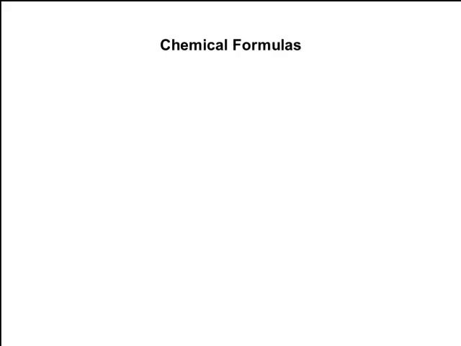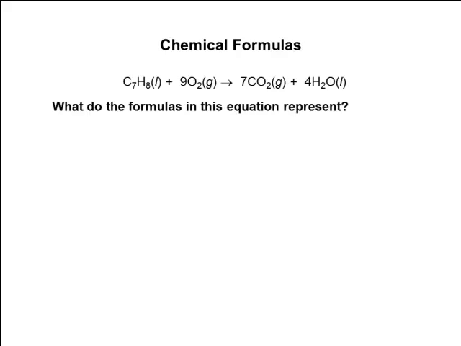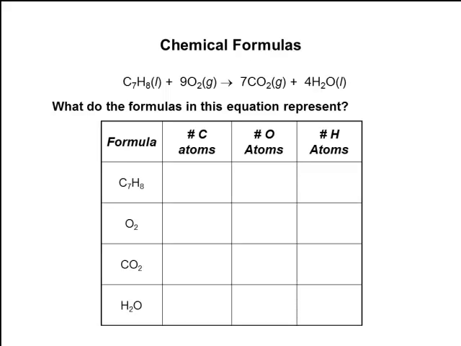All right, so to better understand how to balance these equations, we need to understand the chemical formulas and the equations themselves. So when I look at these formulas, what do these formulas in this equation represent? Well, they're going to help tell us how many atoms of the different elements we have. So if I look at C7H8, how many carbon atoms are represented there? Well, that's 7. How many oxygen atoms are represented by that? Well, there's 0 in that formula, so we have none there. How many hydrogen atoms? It's 8.